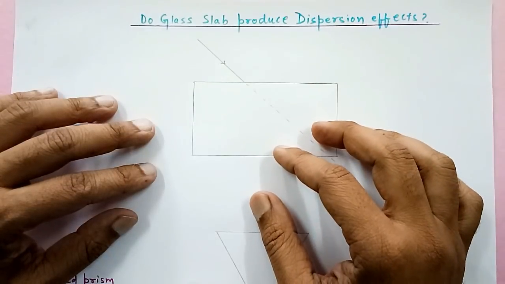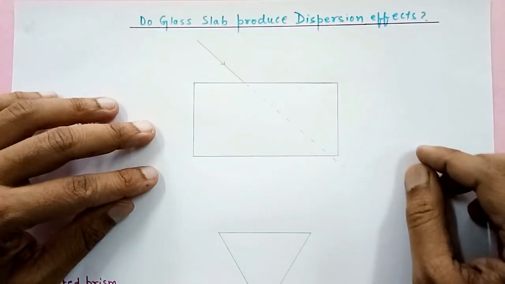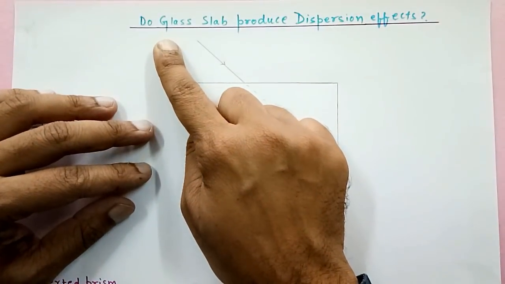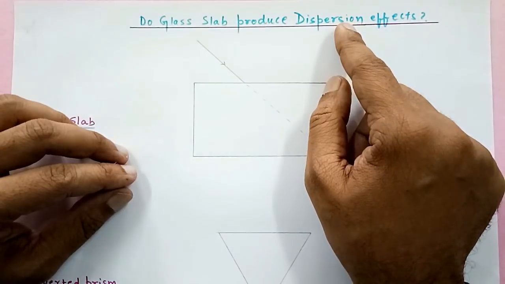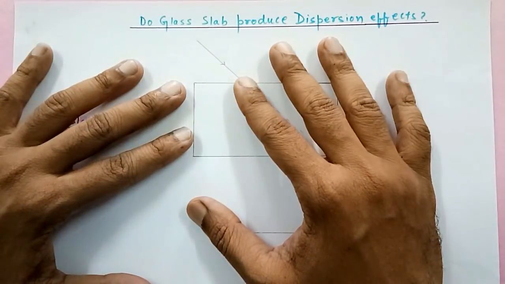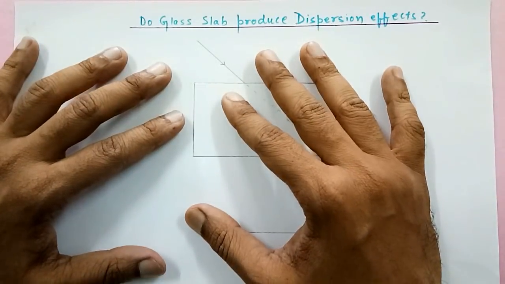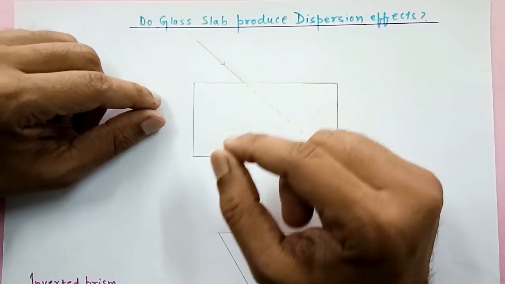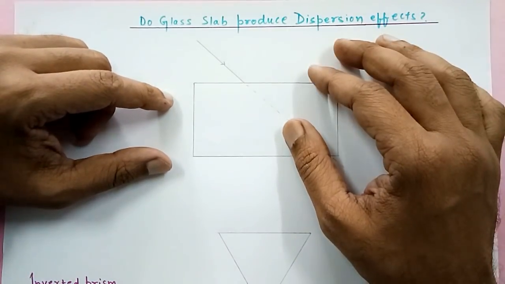So let's continue our discussion on dispersion, the second part of dispersion. Now we have a very good question: do glass slabs produce dispersion effects or not? We have learned that only the prism splits up white light into 7 colors, but it is not actually very true. Even when white light passes through a water droplet, it splits up into 7 different colors. That's what we see in a rainbow.